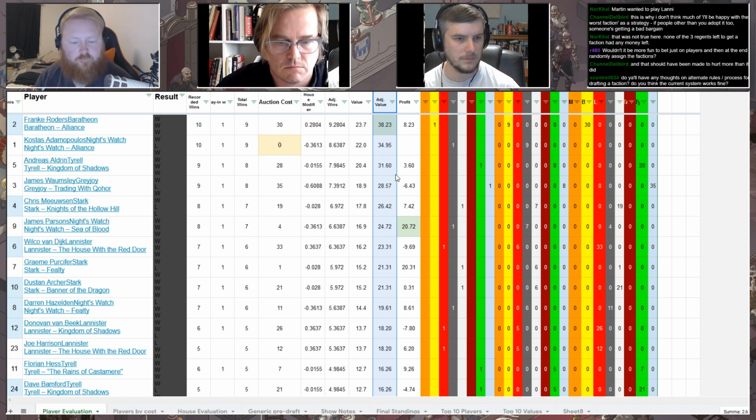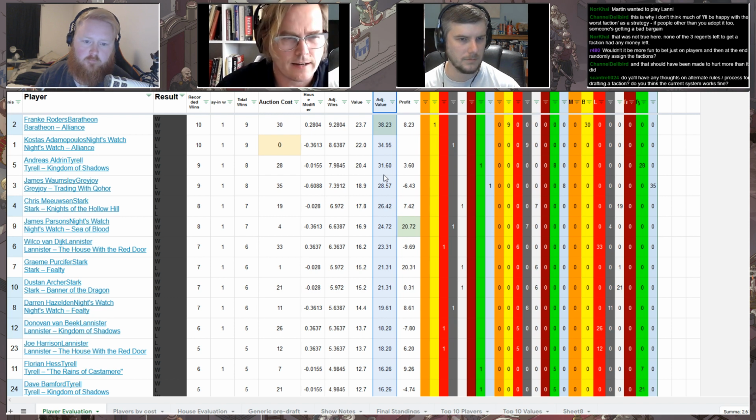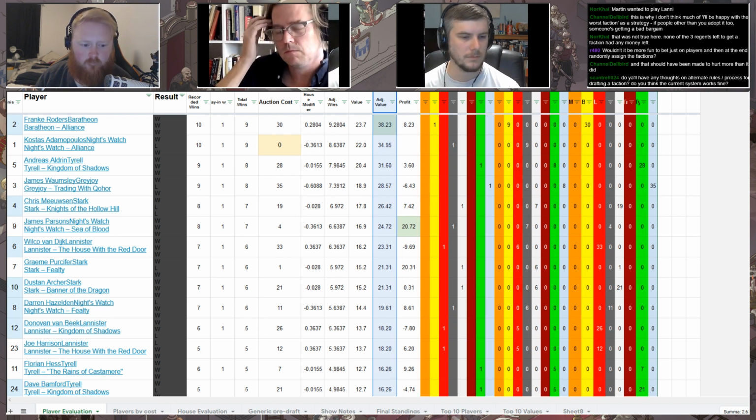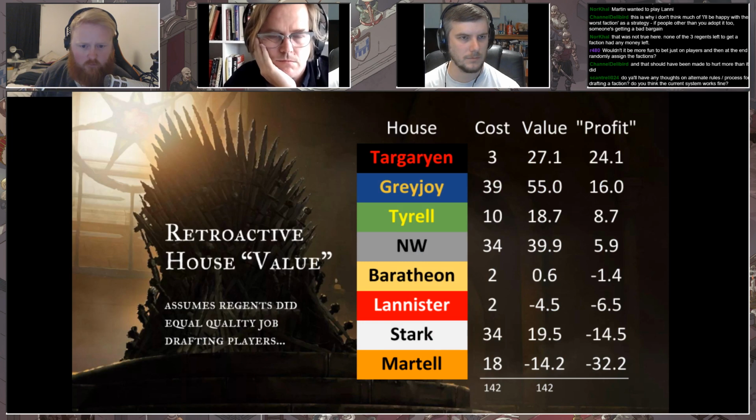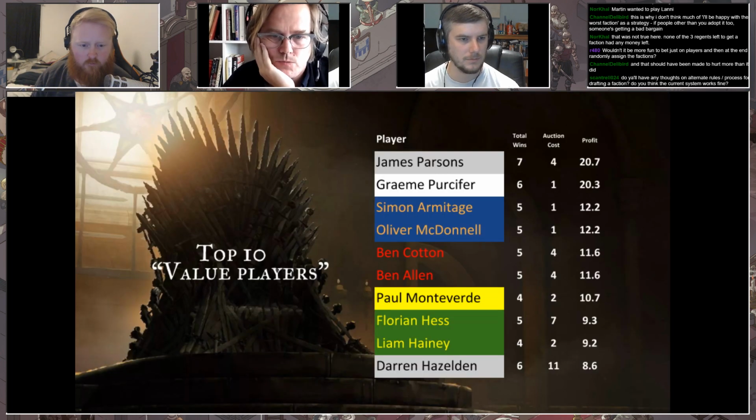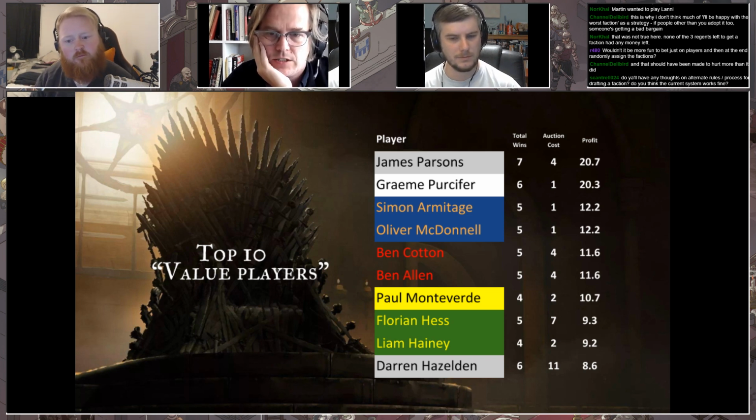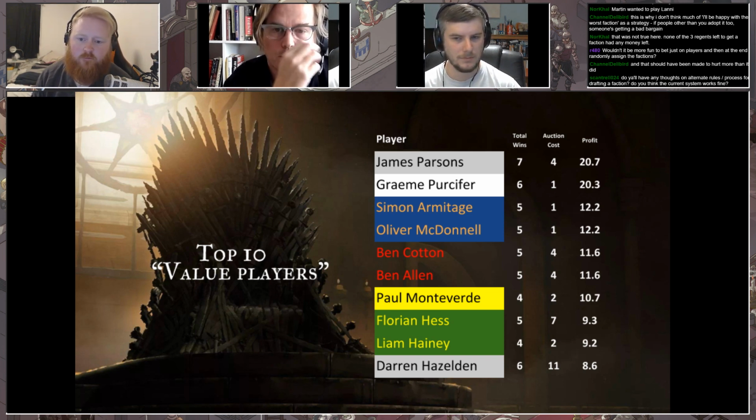adjust based on faction. You want to go to that slide? I kind of did a slide of the top 10 profit players. Top 10 value players. Yeah. There we go. So just based on this, these are the players who actually returned the greatest profit in the game based upon what they contributed.